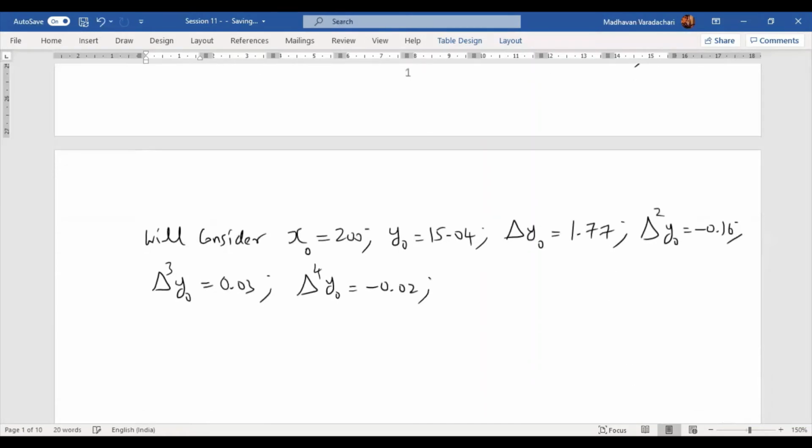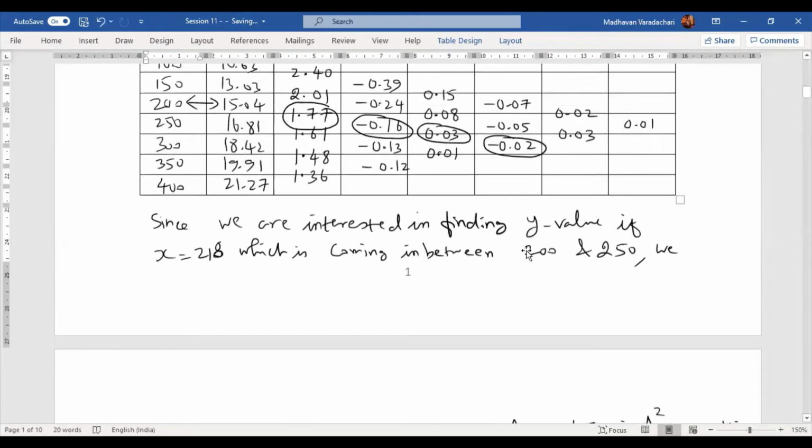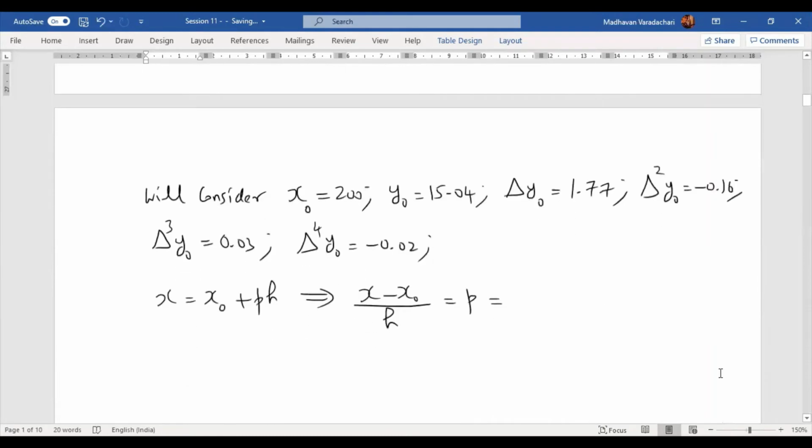Now, if I have x equal to x naught plus ph, which means x minus x naught divided by h will be our p value. So what is our x? X is 218. X naught is 200. H is the gap. Gap is 50.